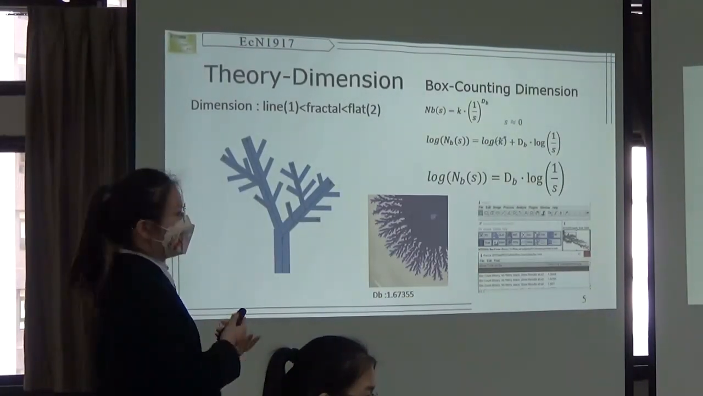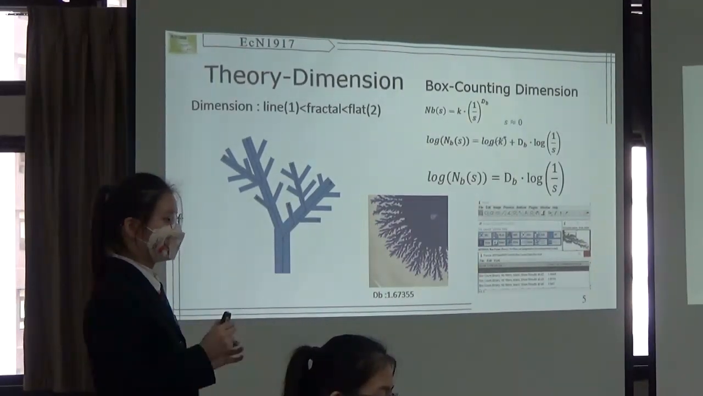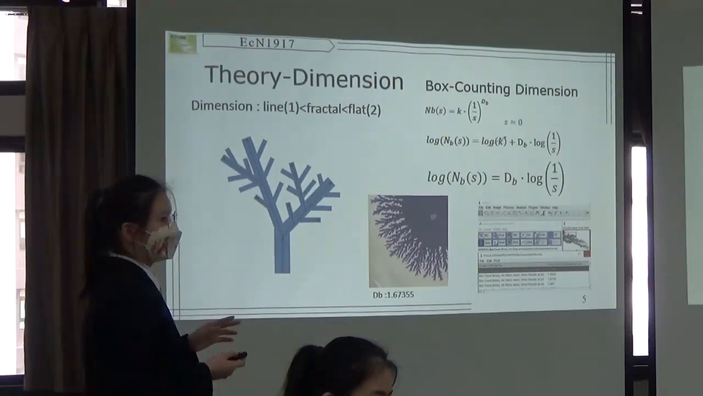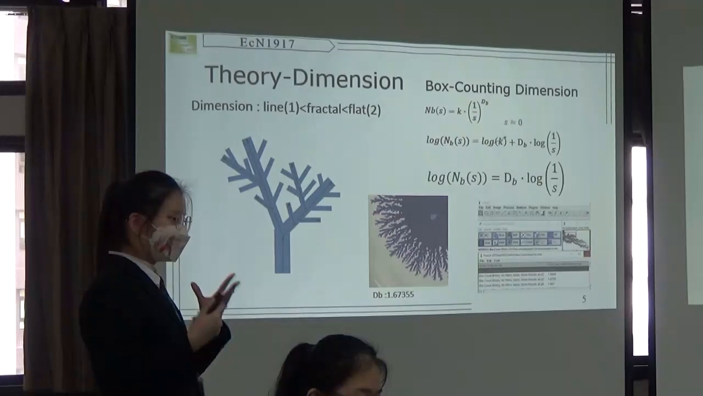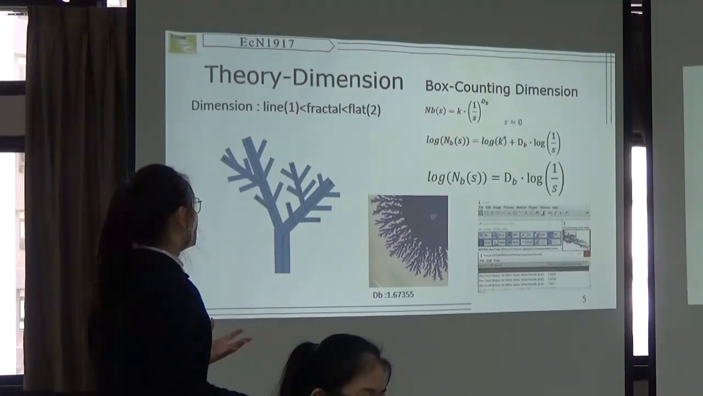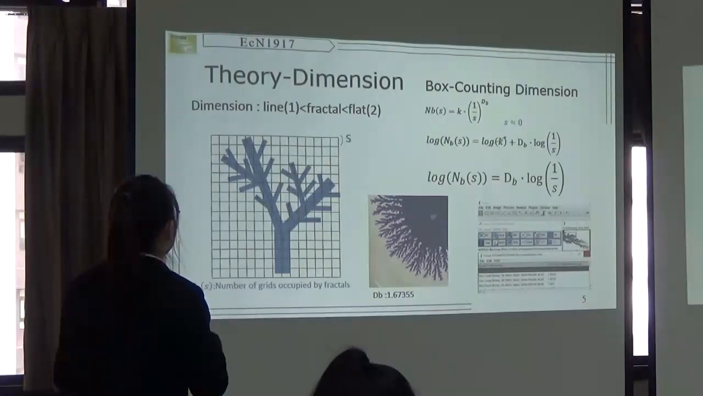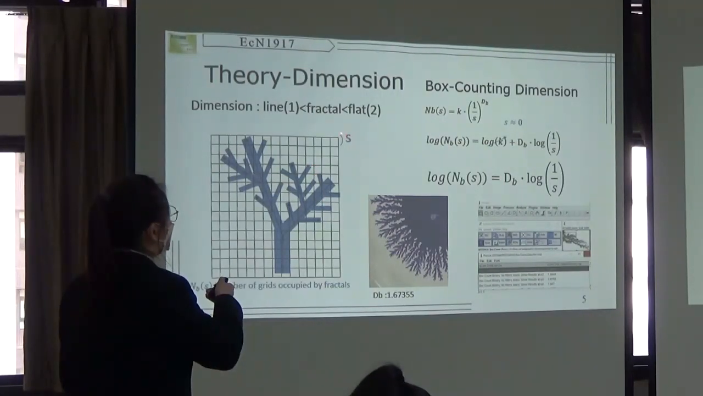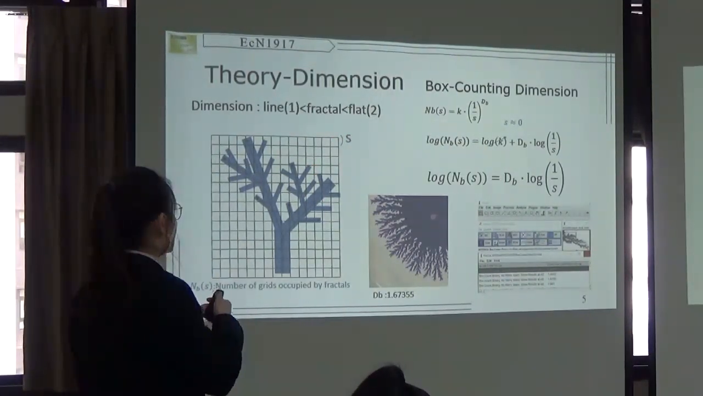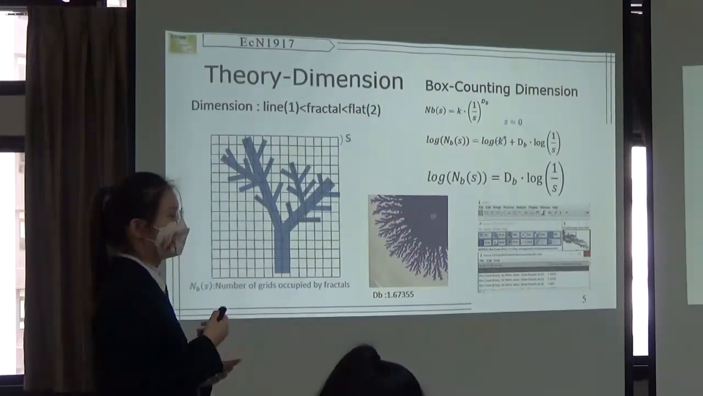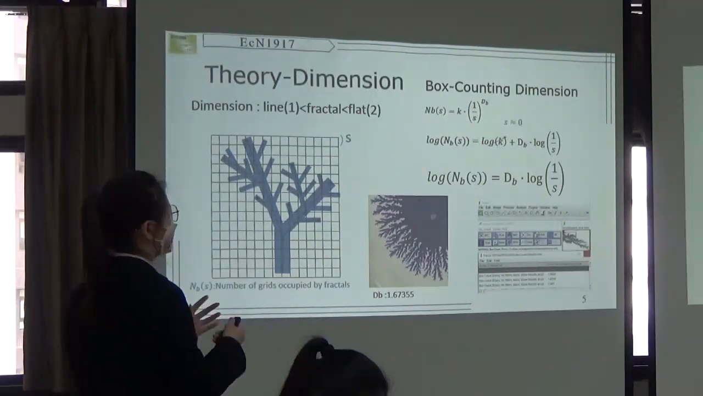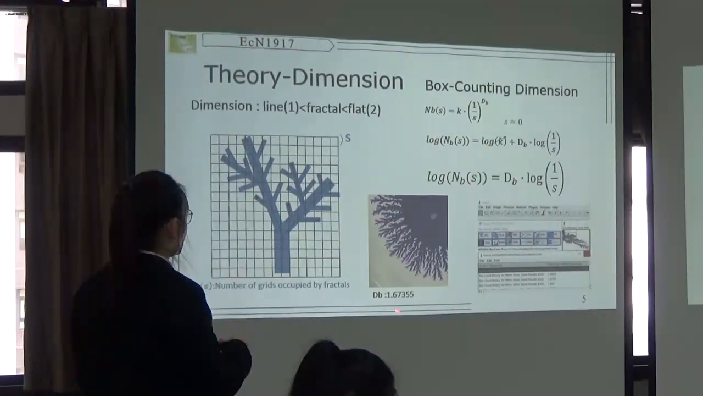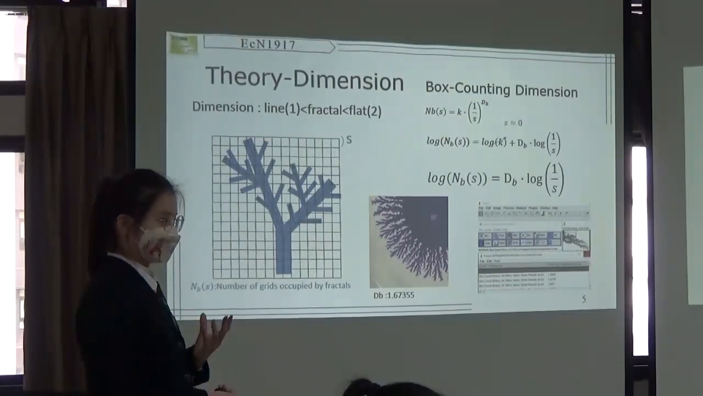So here, theory of dimension. For a line, the dimension is 1. For a flat surface, the dimension is 2. But for a fractal, it is between 1 and 2. And how we calculate it: we use the box counting dimension. Here, N is the number of grids occupied by fingers, and S is the length of a grid. Here's our formula to calculate the dimension. When S is very close to 0, we can ignore this, so that we can get the D_B in our experiment. And here we use imagery to calculate it.